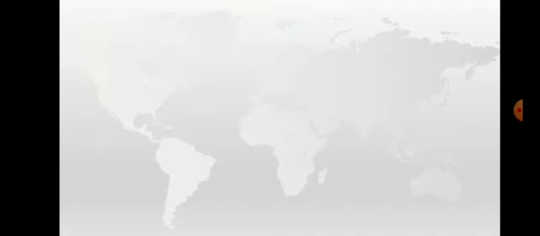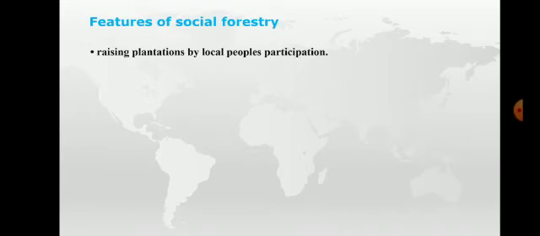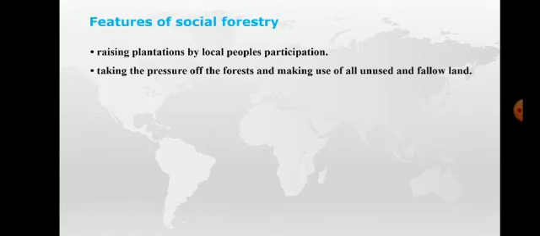Next we'll see features of social forestry. Raising plantations by local people's participation. So here local people are planting the trees in their areas, taking the pressure off the forest and making use of all unused and fallow land. So here people, by planting trees on the barren or fallow lands, can put less pressure on the forest because they can make use of the plants which are grown on the fallow land.